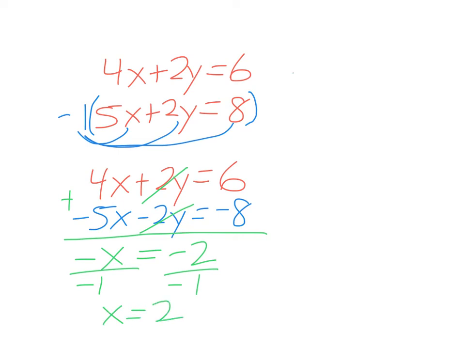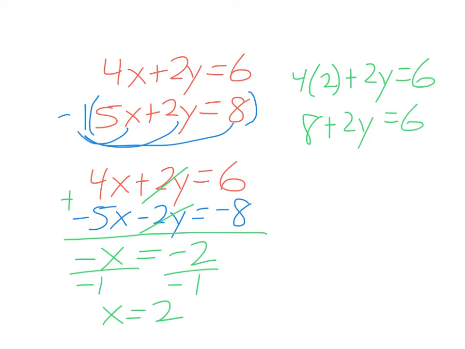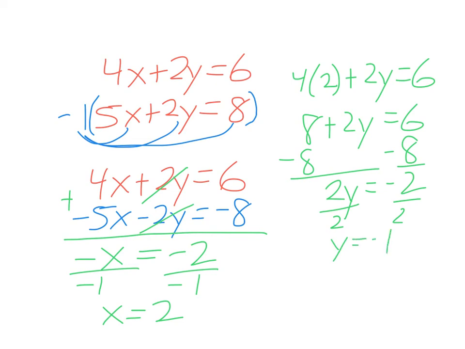Plug that in. 4 times 2 plus 2y equals 6. That's 8 plus 2y equals 6. Subtract 8, and you get 2y equals -2. Divide by 2, and I get y equals -1. So my answer is (2, -1).